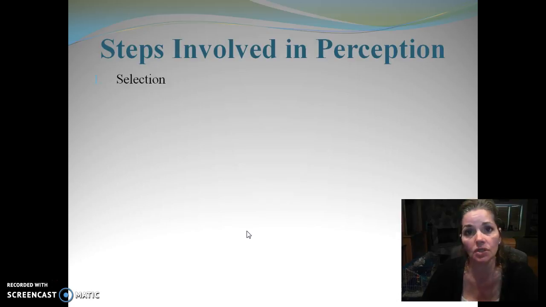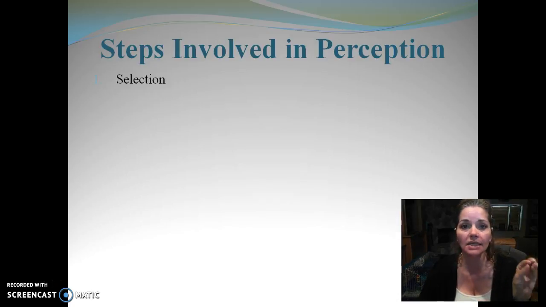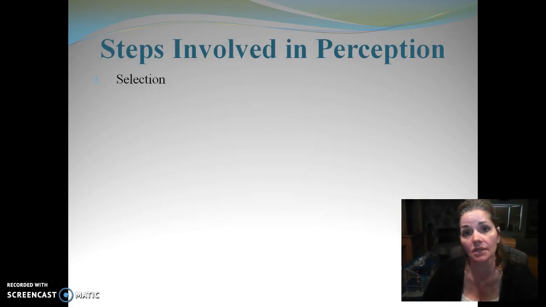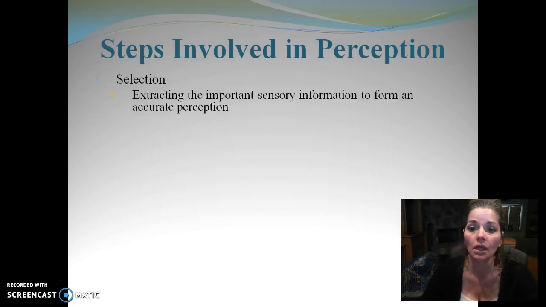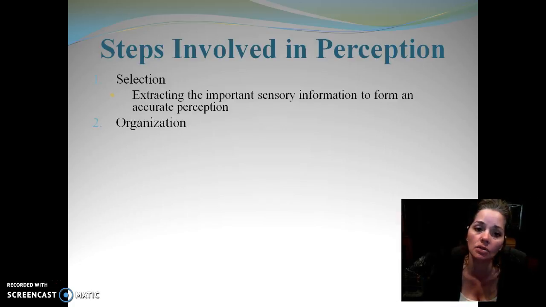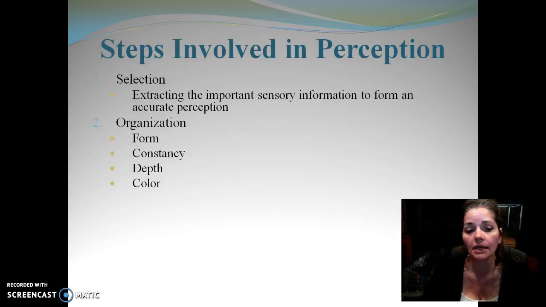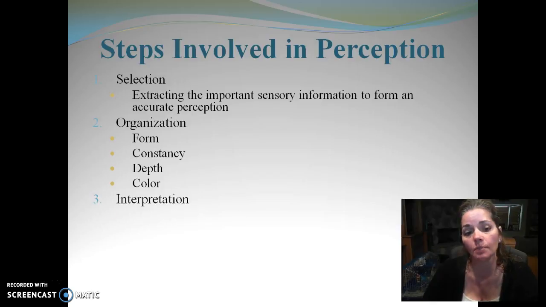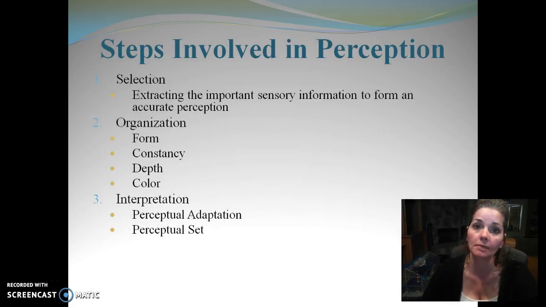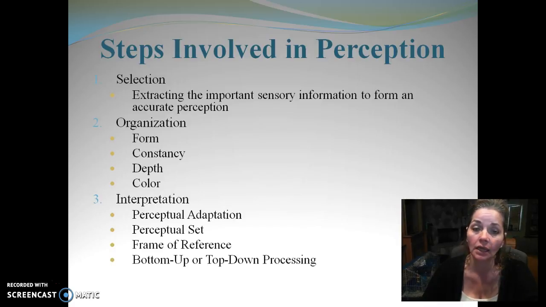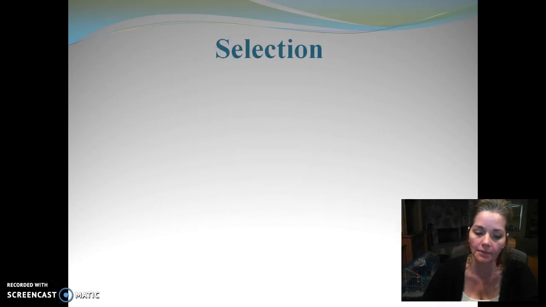When we talk about perception, just like with sensation, there needs to be the sensory data picked up by the receptors, a transduction process, and then it needs to be sent to our brain through those neural impulses. Perception is the same way. First, it involves selection, where it's going to pull out key sensory information. It's going to organize that information in terms of form, constancy, depth, color, and then it's going to interpret that information. It has to adjust to some adaptation, perceptual set, and frame of reference issues, and then it's going to conduct either a bottom-up or a top-down process.